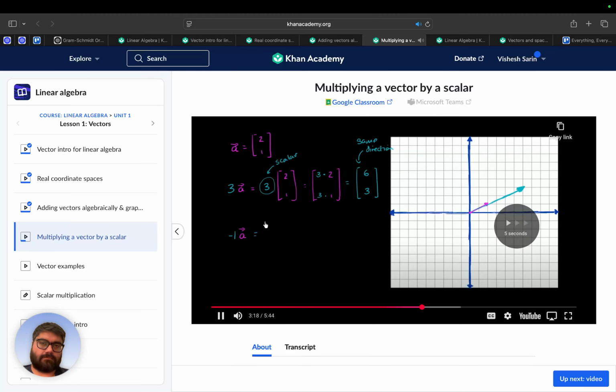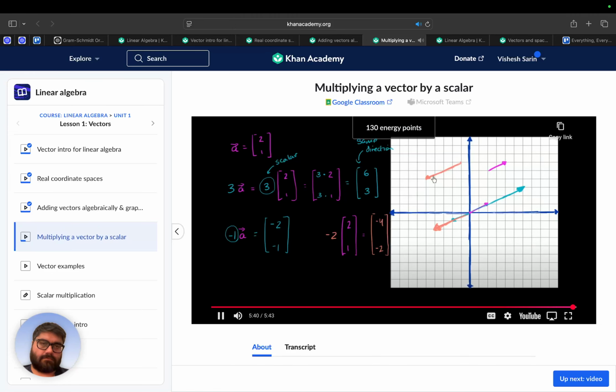But let's do something. So let's multiply by negative 2 times a. So now what happened? This would be the origin. Let me draw this like this. So because of the negative, it has twice the magnitude in the other direction.